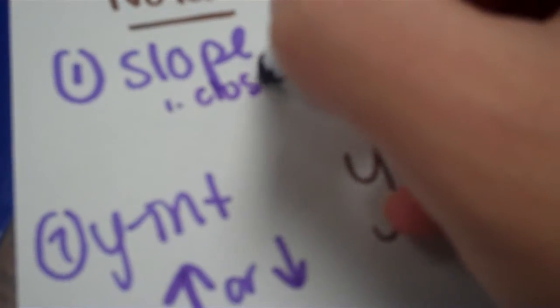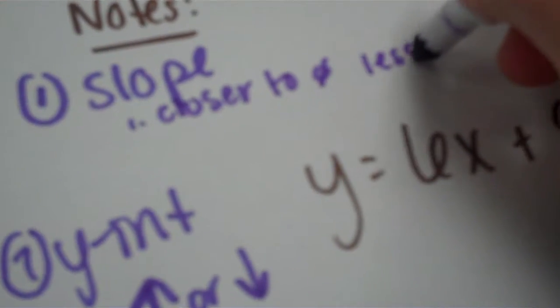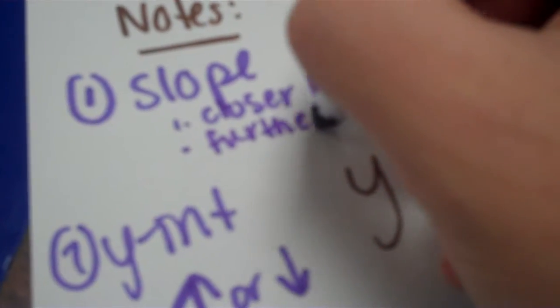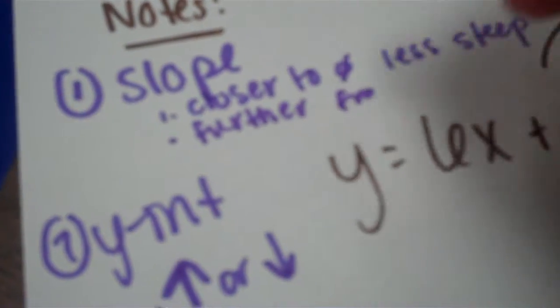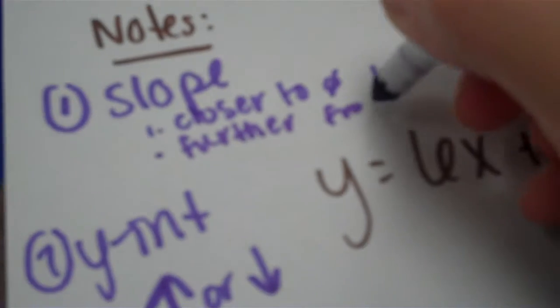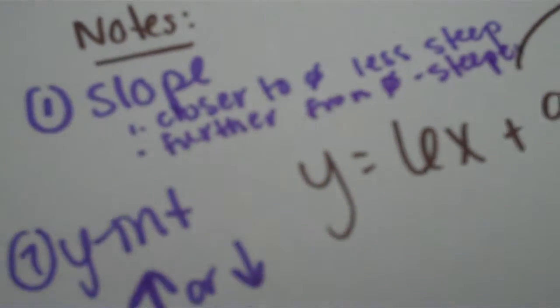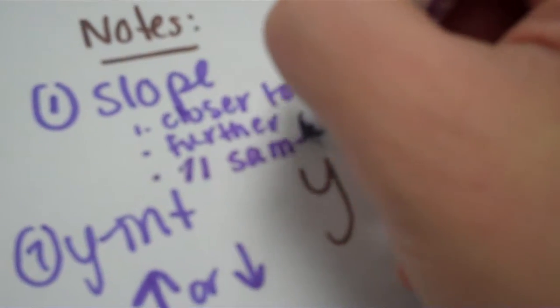remember there's 3 things you need to know. Okay, one thing that you need to know is that if it gets closer to 0, it gets less steep, or you could put flatter. Okay? If it gets further from 0, it gets steeper. And if it's parallel, the lines are the same.